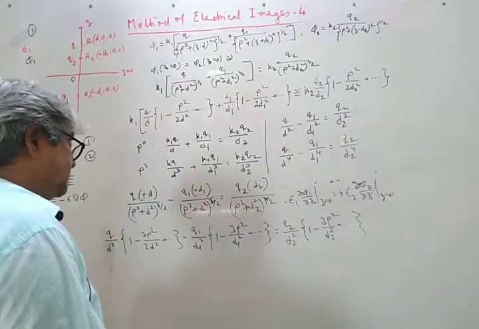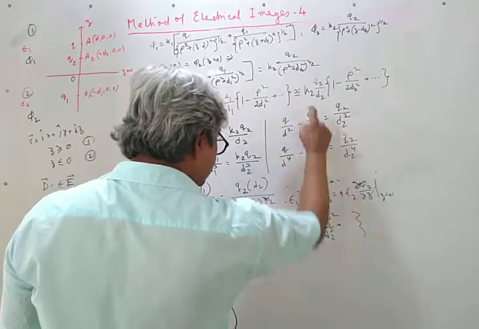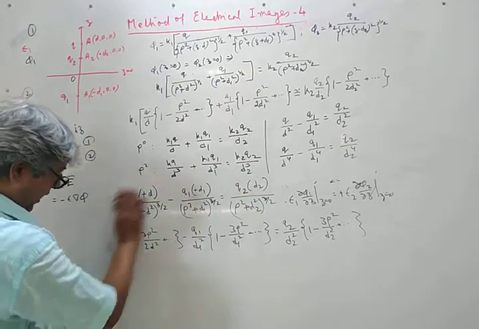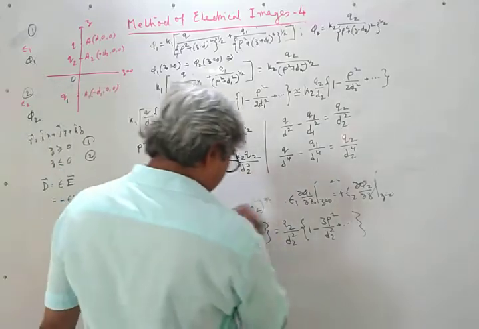There are four unknowns, q1, d1 and q2, d2. There are four equations to determine these. So one can solve this. I am not going into this laborious calculation.